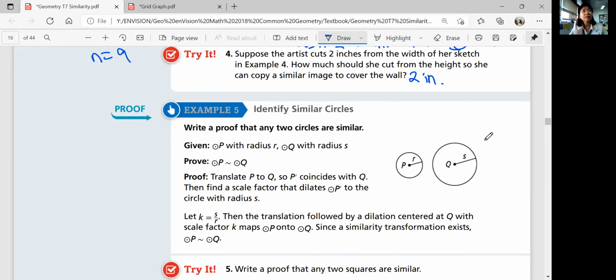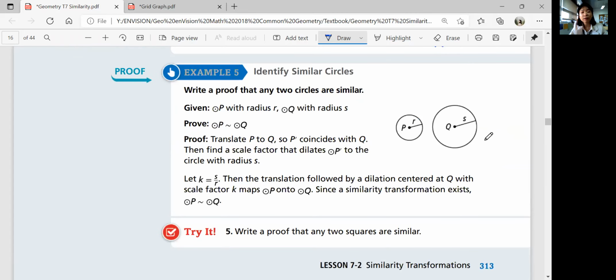Let's look at our last example. Example 5, identify similar circles. Write a proof that any two circles are similar. Okay, given circle P, centered at P with radius R, and a circle with radius S that has a center of Q. Prove circle P is similar to circle Q.